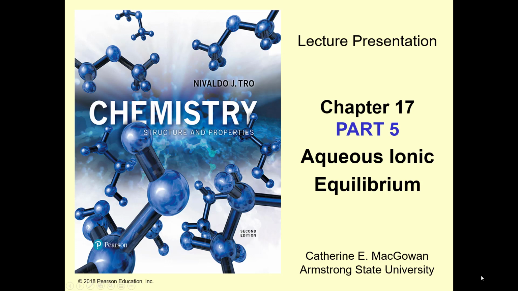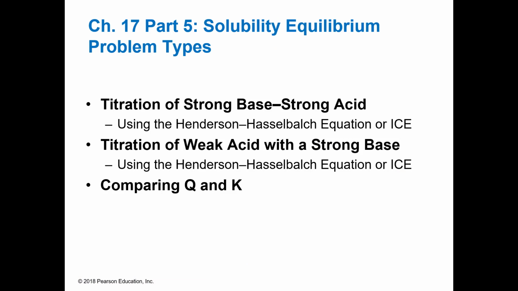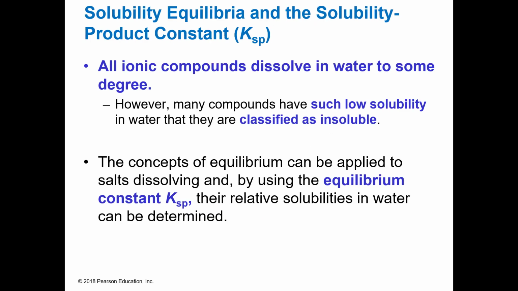Welcome back to part 5, which is the last section of this chapter where we talk about aqueous ionic equilibrium and buffers and their role in acid-base reactions. In this section, we're going to talk about titration of strong bases and strong acids, and titration of weak acids and strong bases. We're going to look at molar solubility. And we're going to compare Q and K to see if we are at equilibrium or not.